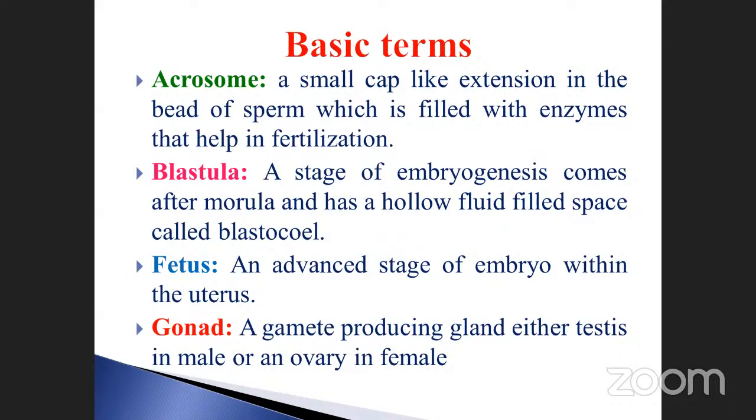So the acrosome is a small cap-like extension at the head of the sperm, which is filled with the enzymes that help in fertilization. Without the acrosome, what will happen? It will not penetrate the egg, and it will not fuse with the egg. When it touches the outermost egg layer, the acrosome secretes so many enzymes, hydrolytic enzymes. What happens? They melt the egg layer.